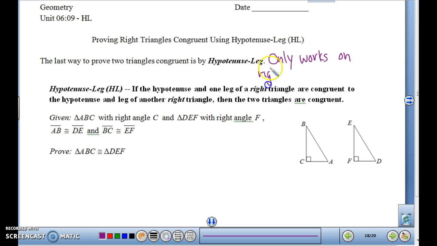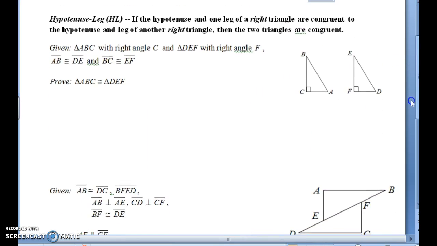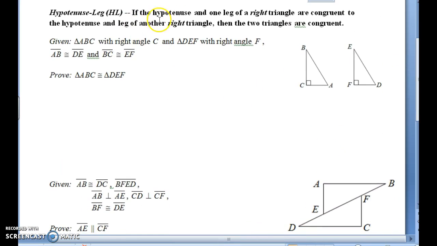So part of proving hypotenuse leg is that you have to prove that you have right triangles in there. But we'll get to that in just a minute. So, it only works on right triangles. So let's see why it only works on right triangles. Let's take a look at my two triangles that I have here. The hypotenuse leg theorem says if the hypotenuse and one leg of a right triangle are congruent to the hypotenuse and leg of another right triangle, then the two triangles are congruent.